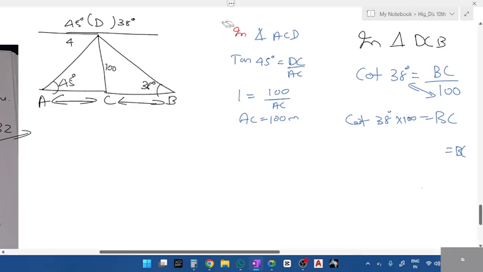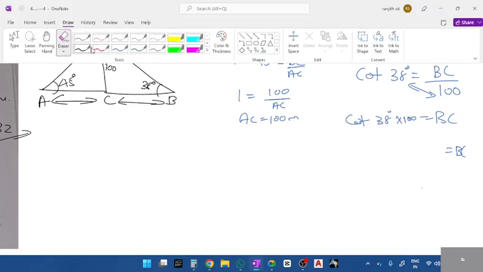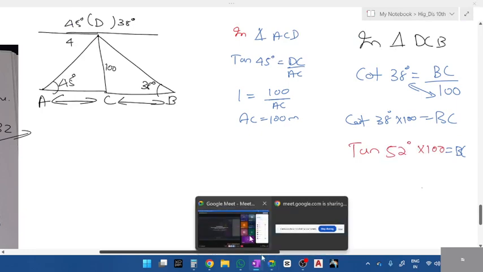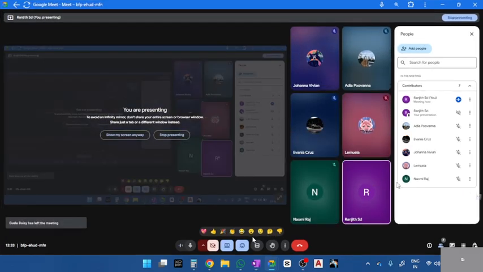52 degrees. So here you can directly write, students. You don't have to show the calculation. Tan 38 you can write it as cot 38. You can write it as tan 52 degrees into 100. Ivania, Adia, is it clear? Mariana, Joanna. Okay, Mariana is there.